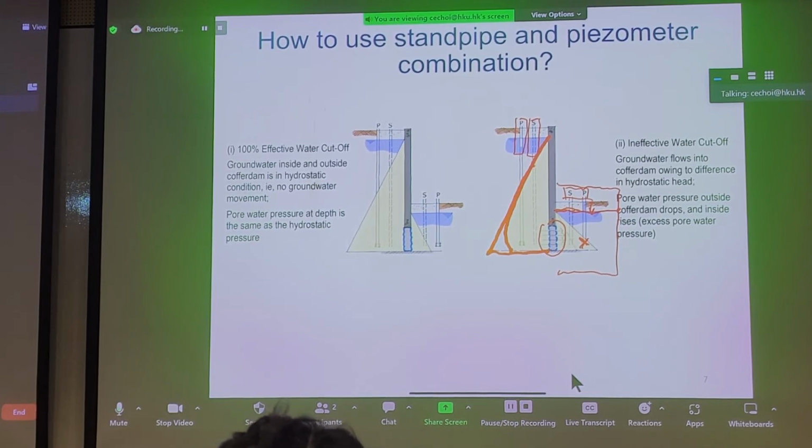And if this right here shows a drop in the piezometric head, and the corresponding location inside your excavation shows an increase in piezometric head, this is a telltale sign that you haven't achieved 100% hydraulic cutoff and you're getting flow inside your cofferdam. So that's how we would use these standpipe piezometer combinations. This is just one example of how to use standpipe and piezometers.